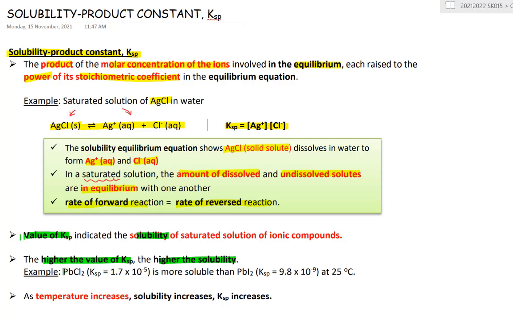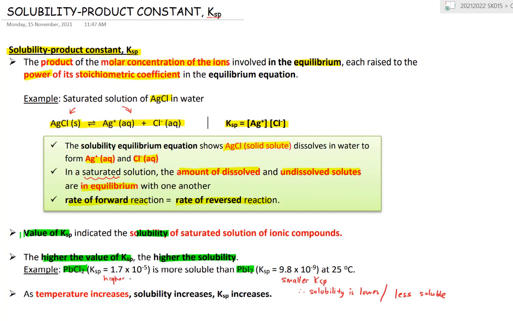So the example given over here, we have lead chloride, PbCl2, with a Ksp value of 1.7 times 10 to the power of -5. And we have PbI2, lead iodide, with a Ksp value of 9.8 times 10 to the power of -9. In this case, lead iodide has the smaller Ksp, which indicates that the solubility is lower. Or we can also say PbI2 is less soluble compared to PbCl2, whose value is higher, and a higher Ksp value indicates a higher solubility. So PbCl2, which has a higher value of Ksp, is more soluble compared to PbI2, which has a smaller Ksp value.